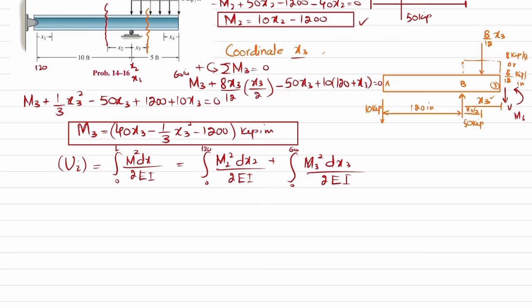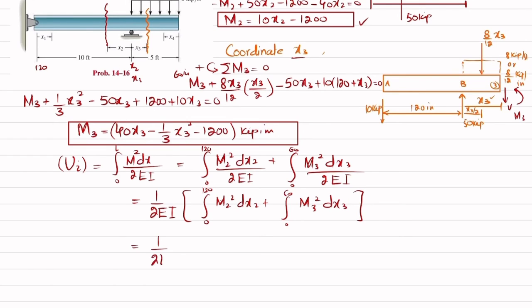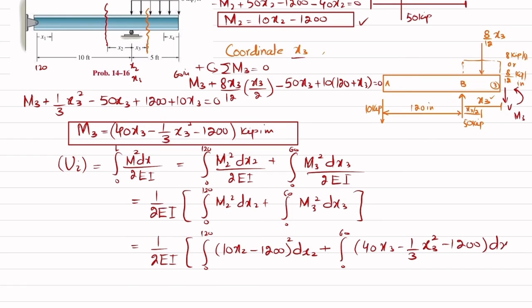Clear? Now we can take 1 over 2EI common from both sides, and we will be left with integral of 0 to 120 M2 square dx2 plus integral of 0 to 60 M3 square dx3. Okay, just put the values: 1 over 2EI, and we will put integral 0 to 120, M2 is this equation, which is 10x2 minus 1200, squared, dx2, plus integral of 0 to 60, M3 is 40x3 minus 1 over 3 x3 square minus 1200, squared, dx3.